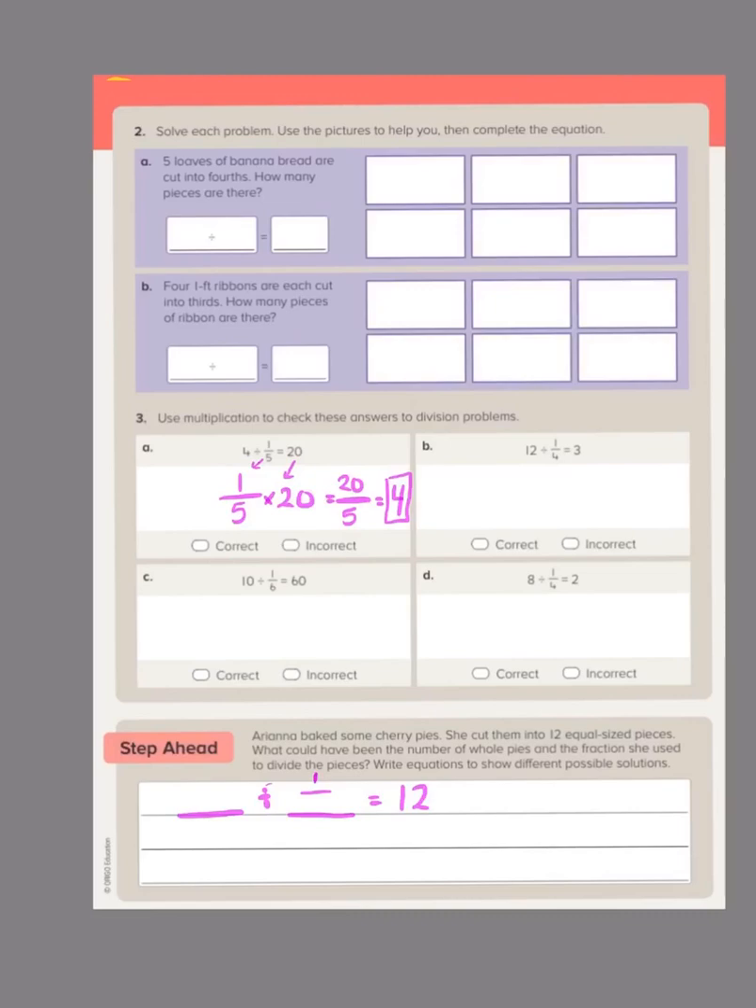Oh, I forgot to mark this correct. 20 over 5 is 4. Okay.